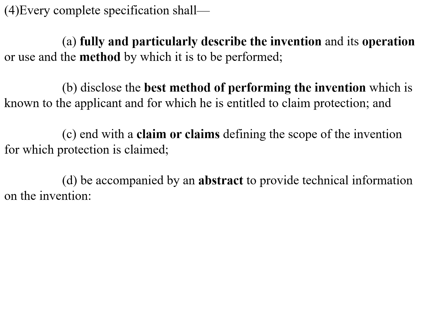It should end with a claim or claims defining the scope of the invention for which protection is claimed, be accompanied by an abstract to provide technical information on the invention. So basically you should have the best method of performing the invention, claims, abstract within the specification, and then the specification should fully and particularly describe the invention and its operation, use and method. So the invention should be very well and very clearly understood from the complete specification. It should not be unclear, it should not be vague, it should be written very well in the specification.